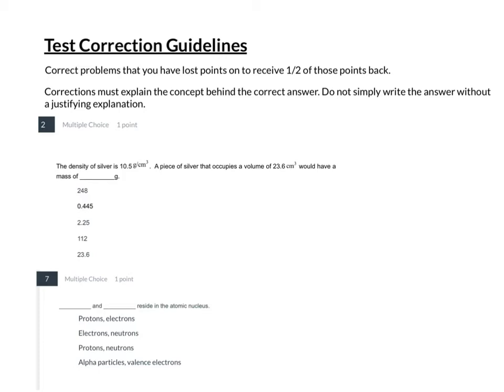So here I have two examples below. We'll do number 2 and number 7 from the chapter 1-2 exam. You may have had these as 2 and 7. You may not have had these as 2 and 7, but I'm going to use these as an example. So for number 2, this is like your test here that we're looking at.